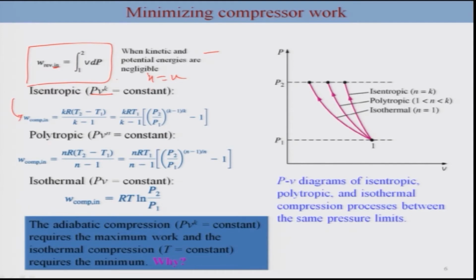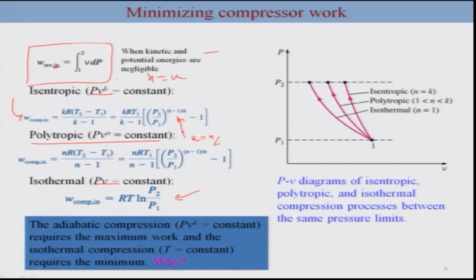You can write this in the general polytropic form, PV^N, where K in this expression turns out to be N here. And for the case of isothermal, PV equals constant. For the ideal gas, this expression turns out to be this. Of course, this is the analysis based on the PV relation, and one can draw this on a PV diagram.